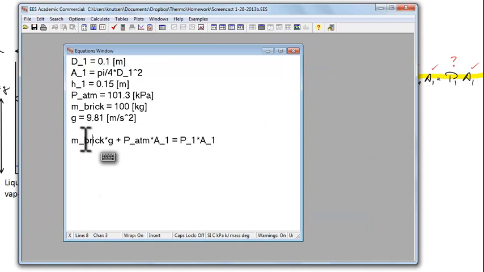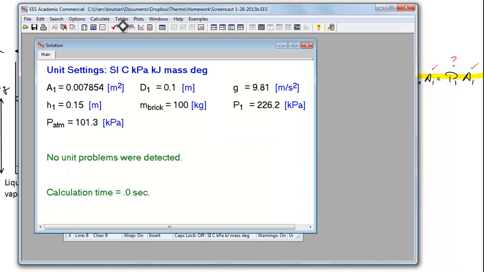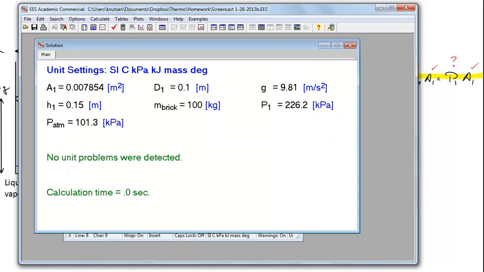So if I look at my equation, it's this term at the bottom. This term right here I expect to be in newtons, whereas I'm specifying this term in kilonewtons, for example. So what I need to do is incorporate a conversion factor, 0.001 kilonewtons per newton, to fix that. And at this point, with that correction, no unit problems were detected, and I've got all my pressures in kilopascals. And what I'm calculating is P1 is 226 kilopascal.